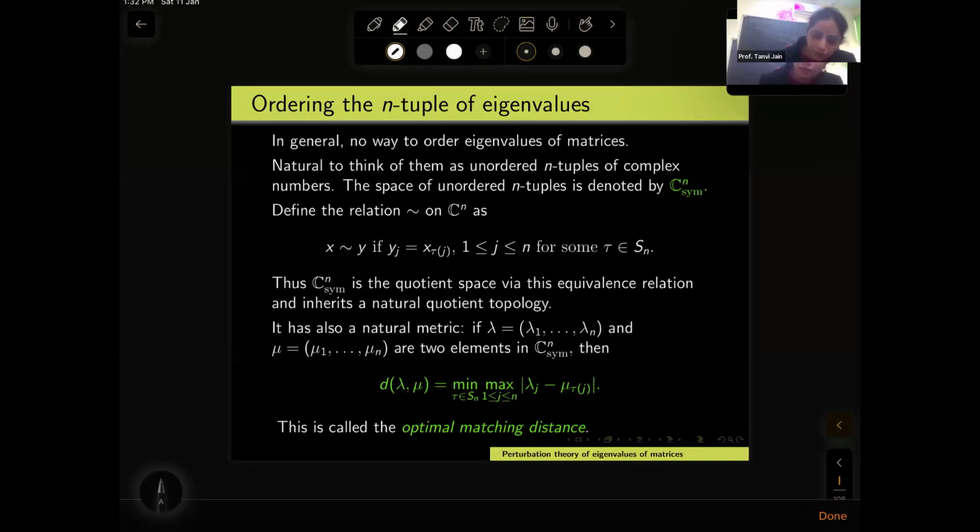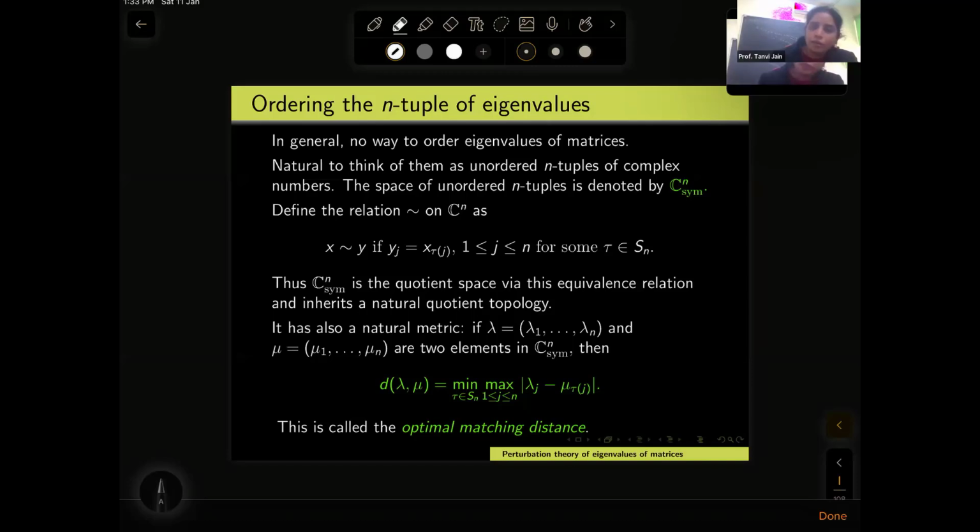So we define a relation: x is related to y if there is a permutation tau such that y_j is x_{tau(j)}. That means I get y by permuting the components of x. And this is an equivalence relation. So my C^n_sim is nothing but the quotient space of C^n under this equivalence relation. Because it's a quotient space, it inherits a natural quotient topology.